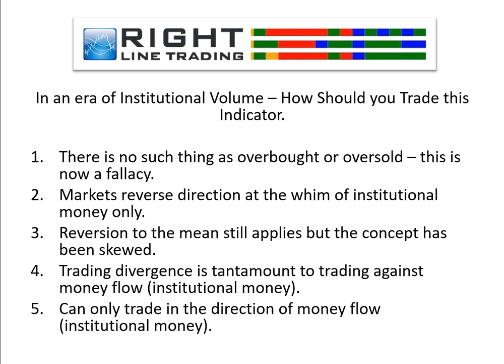So we can only take trades in the trend in this era. Trading divergence is tantamount to trading against money flow, which is institutional money. You can only trade in the direction of institutional money. And the only indicators that are going to help you are those that help you track the flow of institutional money, because that's the whole ball game right now.